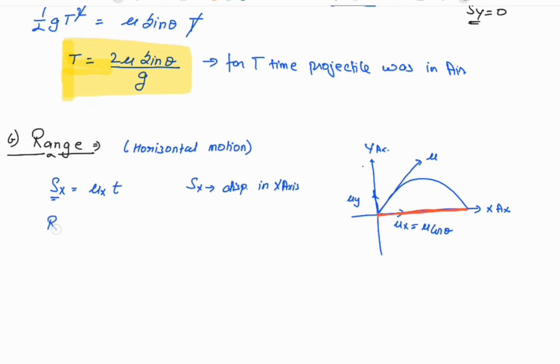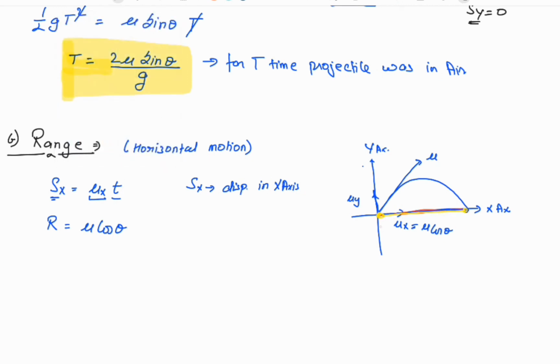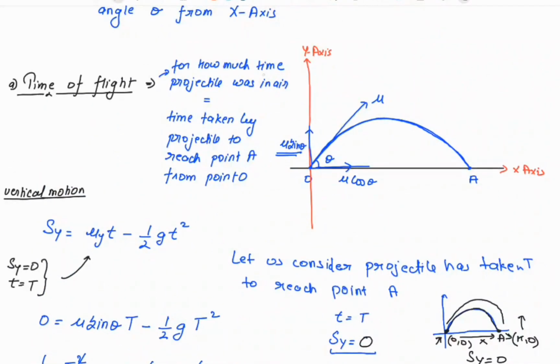What is the displacement in the x-axis? This is R. What is the u of x? Initial velocity in the x-axis, u cos theta. And what is the t over here? It is the time taken by the ball to reach from point O to point A. Is it the same as the flight time? Yes, because the time the projectile was in air is the same as the time taken by the projectile to reach from point O to point A.